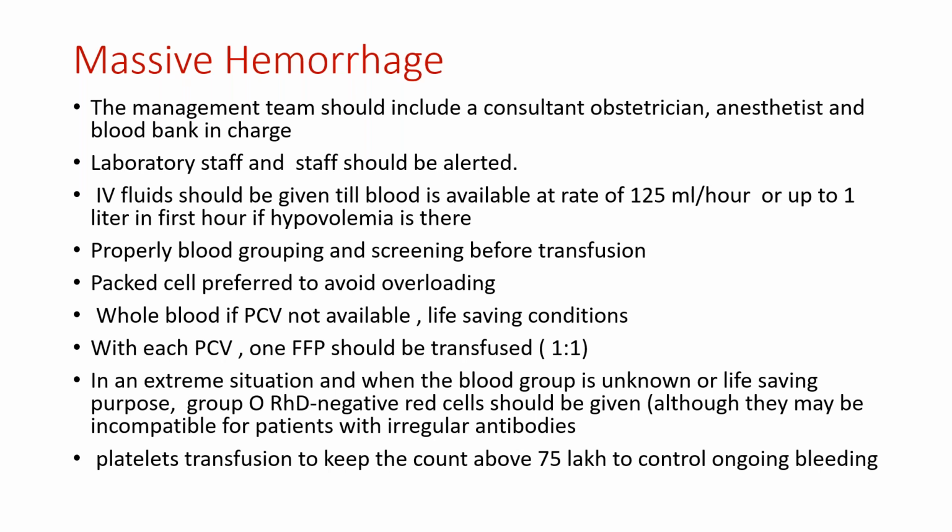And in an extreme situation when the blood grouping is unknown, for life-saving purpose, blood group O Rh negative red cells should be given, although they may be incompatible for a patient with irregular antibodies. But for the life-saving purpose, if there is no cross-match or you don't know the blood group of the patient and there is an immediate need to resuscitate her, if she needs blood immediately, you can give O negative blood to the patient.